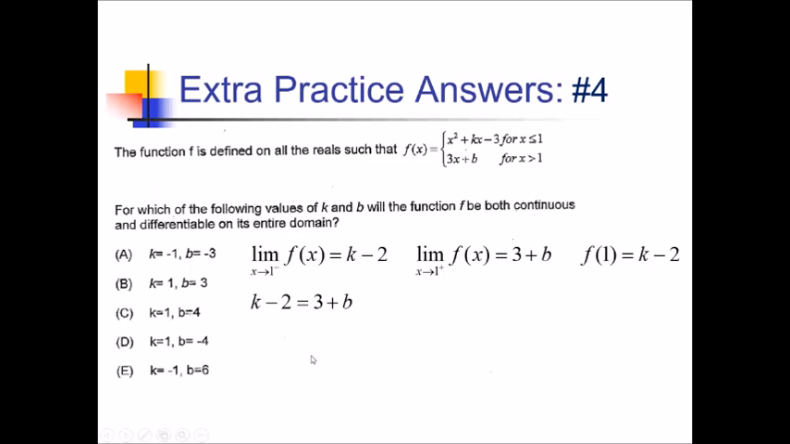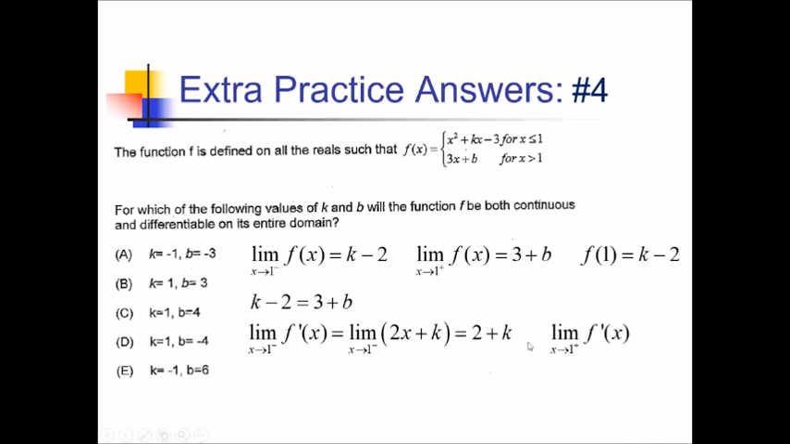So my left side limit of f prime, that's going to be using this first function and taking its derivative before we plug in 1. So that's going to be 2x plus k. And if we plug 1 into that, coming from the left, that's going to be just 2 plus k.